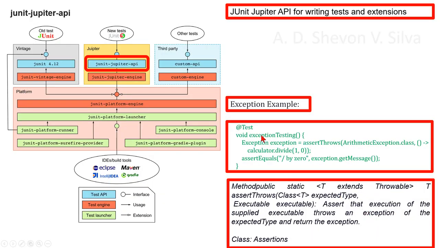As an exception example, we can consider this code segment. Here the method is public static <T extends Throwable> T assertThrows(Class<T> expectedType, Executable executable). It asserts that execution of the supplied executable throws an exception of the expected type and returns the exception. If no exception is thrown, or if an exception of a different type is thrown, this method will fail. If you do not want to perform additional checks on the exception instance, ignore the return value. This method is in class Assertions.